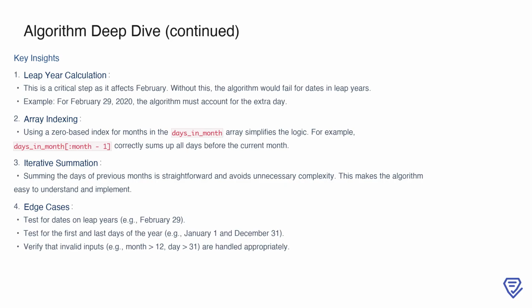It's also important to consider edge cases, such as leap years, the first day of the year like January 1st, and the last day like December 31st. Additionally, we should validate inputs to handle invalid dates, such as a month greater than 12 or a day exceeding the maximum for a given month.